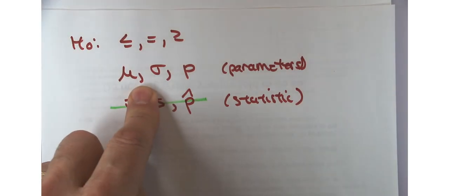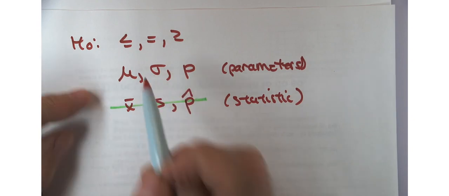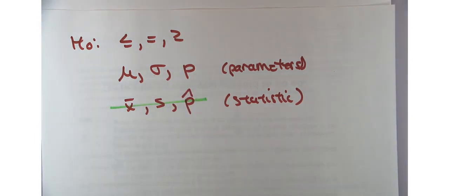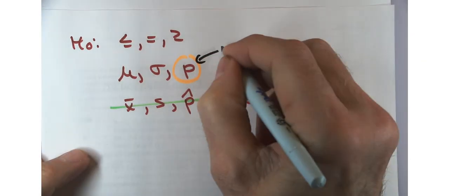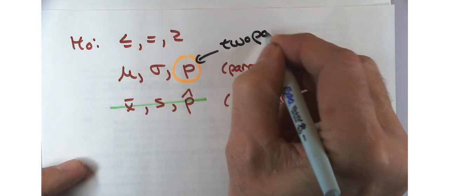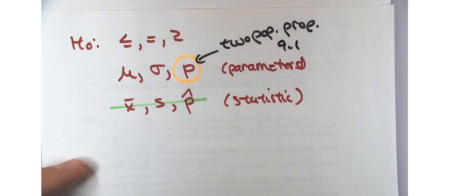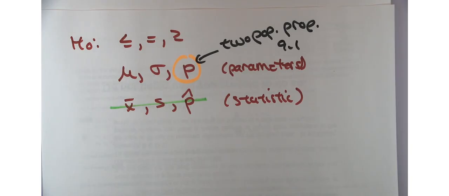Now, speaking of these three, in Chapter 8, we tested claims about the mean, the standard deviation, and the population proportion. That was for one population. In Chapter 9, we started this in Section 9.1. We started testing claims about two population proportions. That was 9.1.